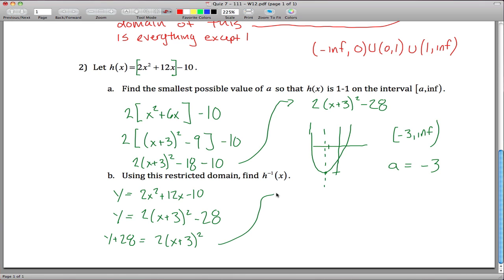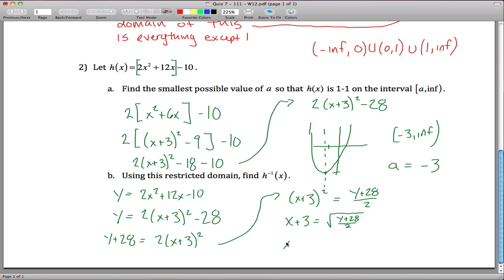And then moving up here, I would divide by 2 and get x plus 3 squared equals y plus 28 over 2. Take the square root of both sides, you get x plus 3 equals the square root of y plus 28 over 2. Note I didn't put a plus or minus here. Normally you do put a plus or minus there, but since I've restricted the domain, essentially what I've done is I've gotten rid of the negative part. I've gotten rid of all of this, only focusing on the positive, so I leave this as positive.